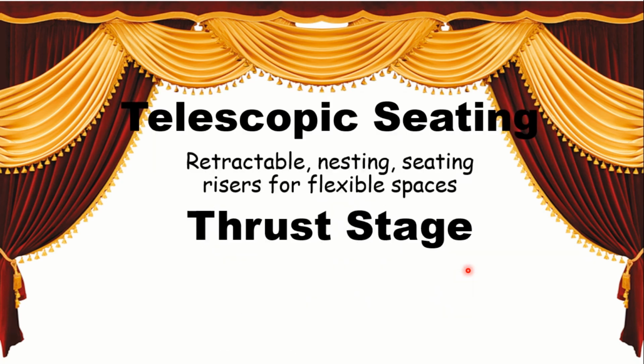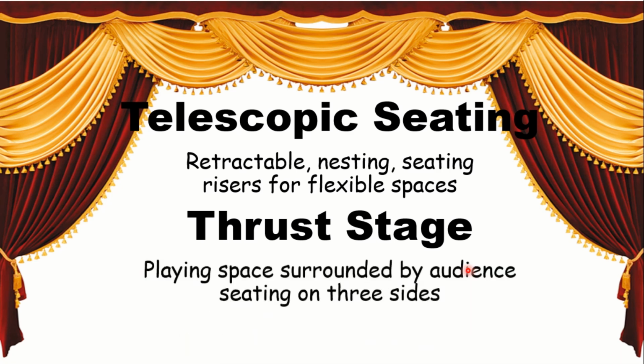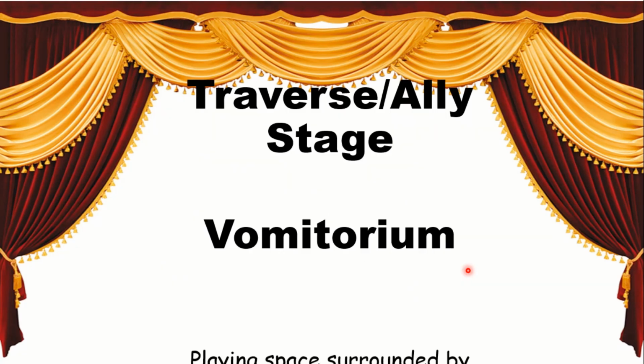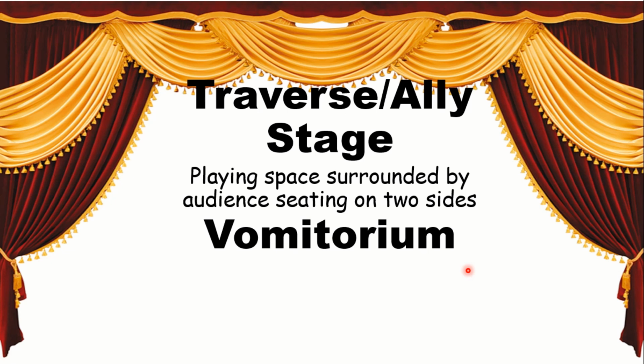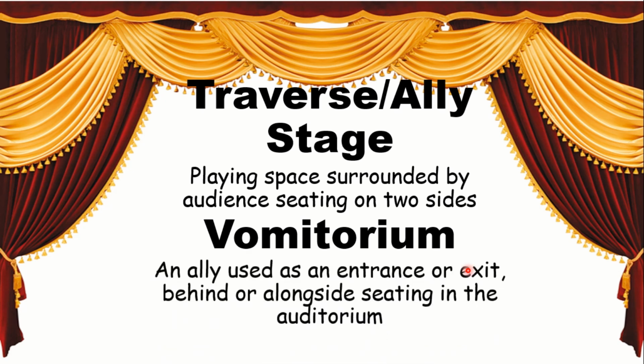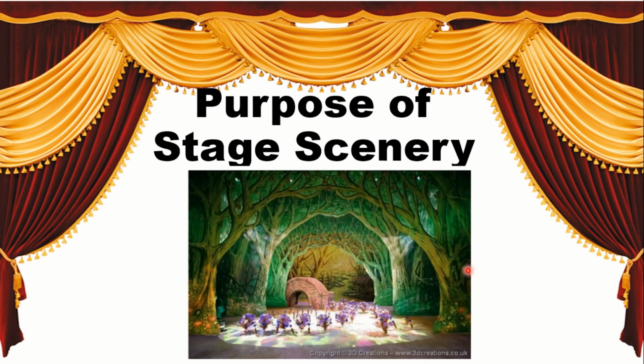Next is the telescopic seating. This is retractable nesting seating risers for flexible spaces. Thrust stage. This is a playing space surrounded by audience seating on three sides. Transverse or alley stage. This is a playing space surrounded by audience seating on two sides. Vomitorium, an alley used as an entrance or exit behind or alongside seating in the auditorium.